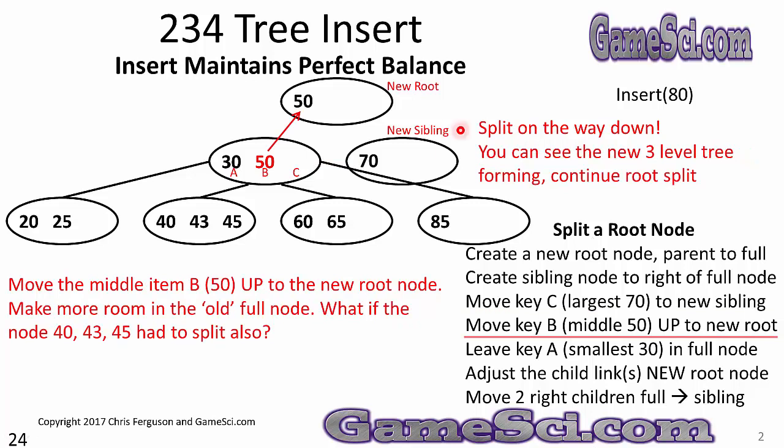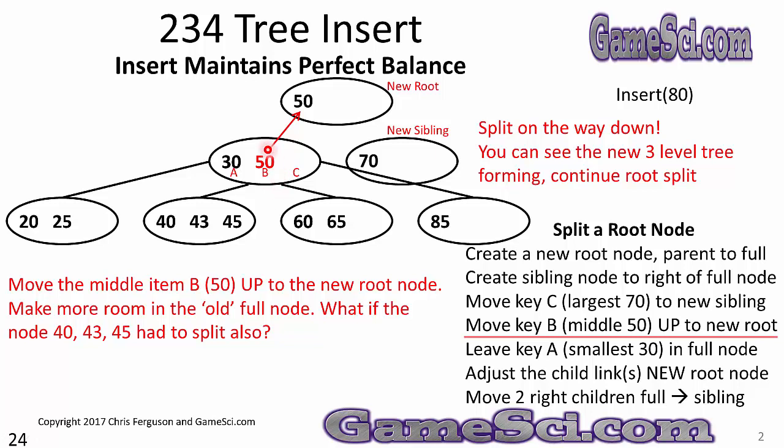Splitting on the way down, you can now see the new 3-level tree forming. Let's continue on with the root split. Move key B, the middle 50, up to the new root. See this 50 right here? It's got to go up to the new root. Moving the middle item B, 50, up to the new root node, we make room in the old full node. What if this node here had to split and promote up? We want to make sure there's plenty of room to promote up if this node has to split.